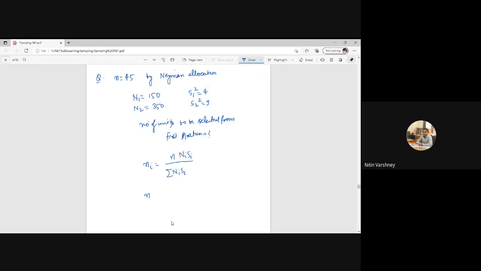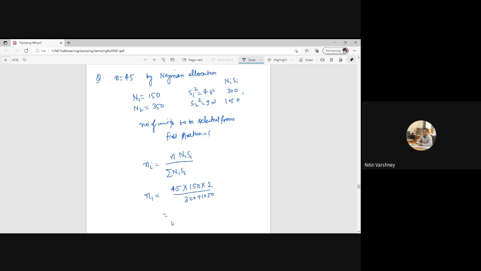Now I have to calculate n1. So n1 is 45 into N1S1, where N1 is 150 and S1 is 2, divided by the summation of NiSi. So we will calculate the multiplication NiSi. What is Si here? 2 and 3. So N1S1 is 300, and N2S2 is 350 into 3, which is 1050. So we will add 300 plus 1050.